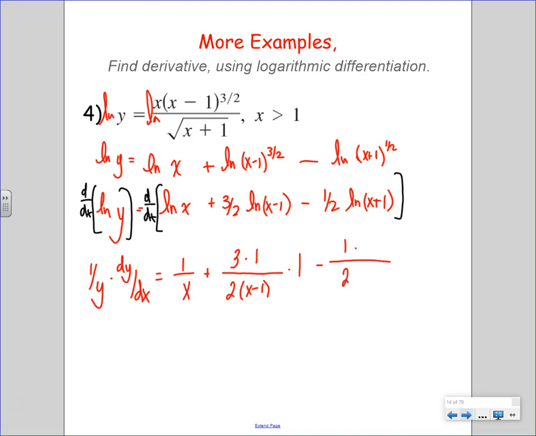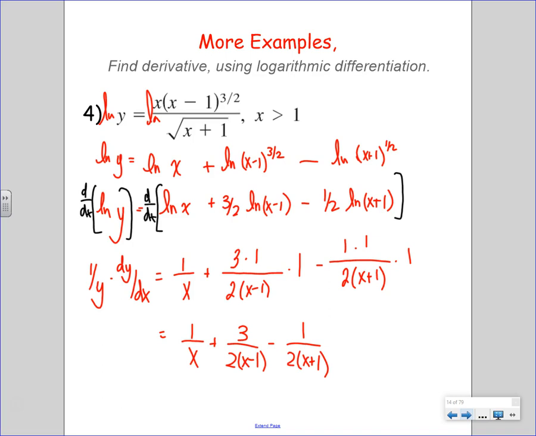The derivative of ln of u is 1 over u. And what's the derivative of x plus 1? The derivative of 1 is 0, the derivative of x is 1. So we end up with 1 over x plus 3 over 2 times x minus 1 minus 1 over 2 times x plus 1. And we're almost to the derivative.